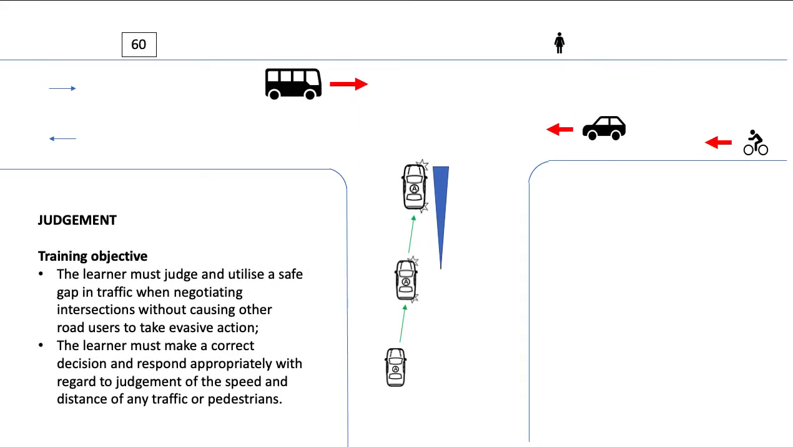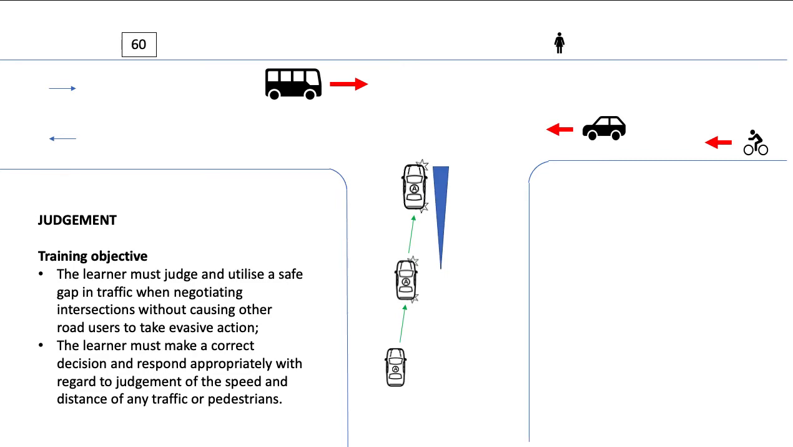Now we're going to take a look at what is known as judgment. Judgment directly links to the concept of giving way. The learner driver must judge and utilize the safe gap in traffic when negotiating intersections without causing other vehicles to take evasive action. So if we're in a 60 zone, as shown in this diagram, we've got a bus, a car, a pedestrian on the far side of the road, and a cyclist as well riding along. Vehicle A comes up to take a right turn at the T section, and the driver must make the correct decision and respond appropriately with regard to judgment of the speed and distance of any traffic or pedestrian.